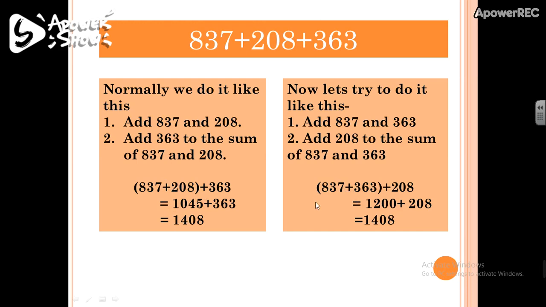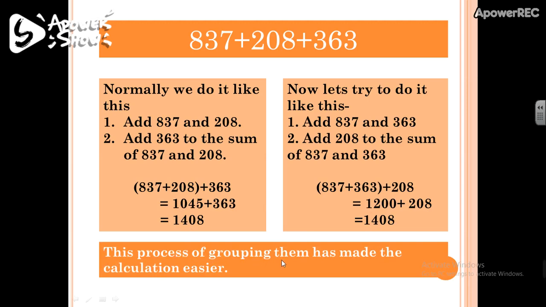So why are we regrouping them? Just to make our calculation easier. The second calculation which we have done is much easier than the first one. So after regrouping, our calculation becomes easier. This process of grouping the numbers together has made the calculation easier. That is why we regroup the numbers for finding the sum and product of given numbers.